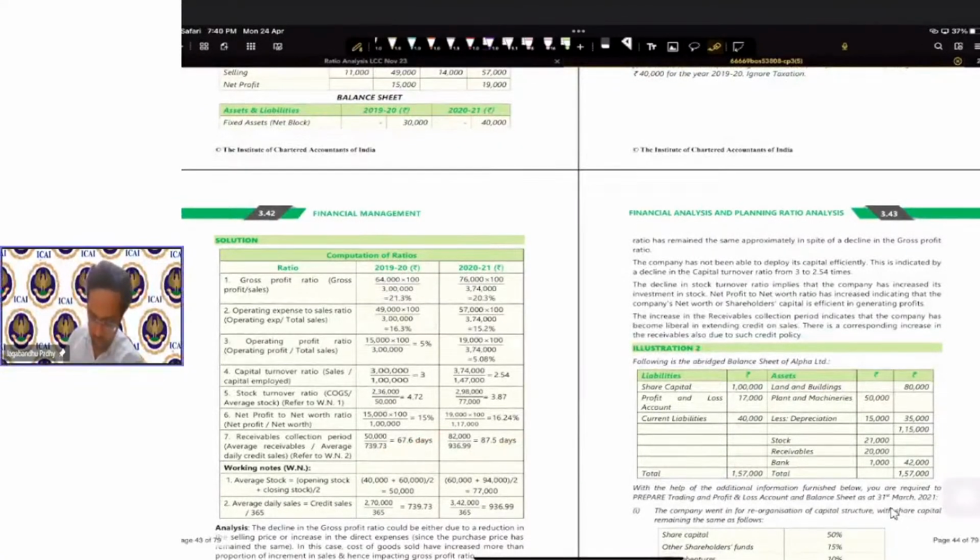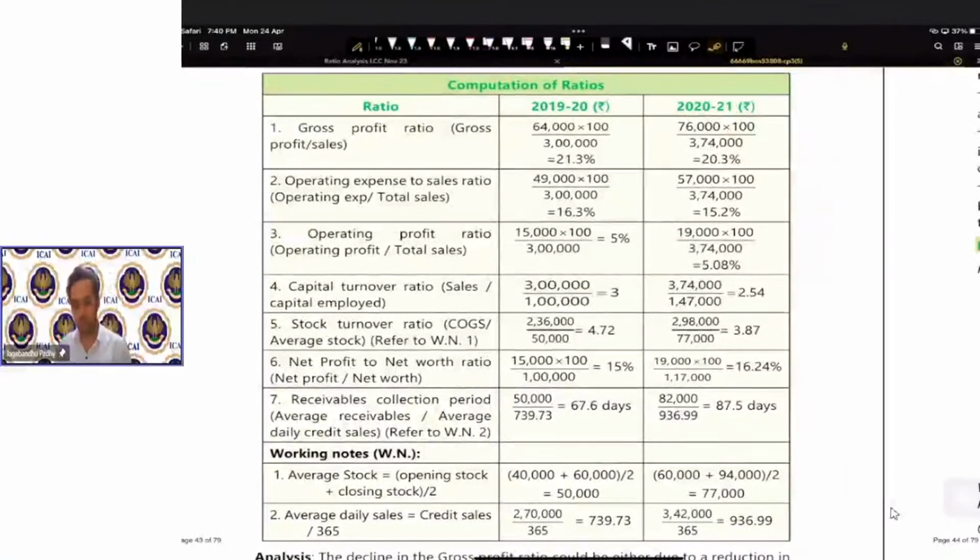Now, our idea is not to just compute these ratios, but also to provide some insights, some analysis from these percentages. You can observe that the gross profit ratio has reduced from 21.3% to 20.3%, so there's a minor reduction of 1%. Operating expense ratio has also fallen, and there's an increase in the operating profit. So even though GP has reduced, there is some savings in the operating expense, and for that reason operating profit has also marginally improved.